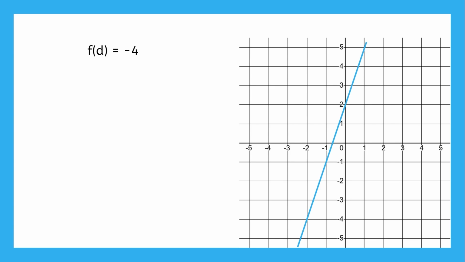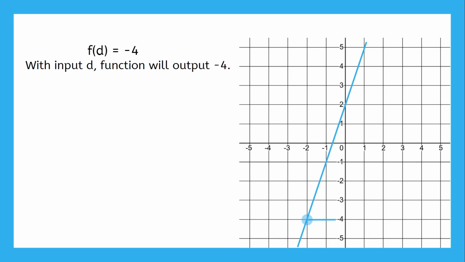First, we need to understand what this actually means. Hopefully at this point you're starting to get the hang of deciphering function notation. This means that the input d will lead to the function's output being -4. So our goal is to find where the output is -4, then look to see what input gave that output. So can you find an output of -4 on the graph?